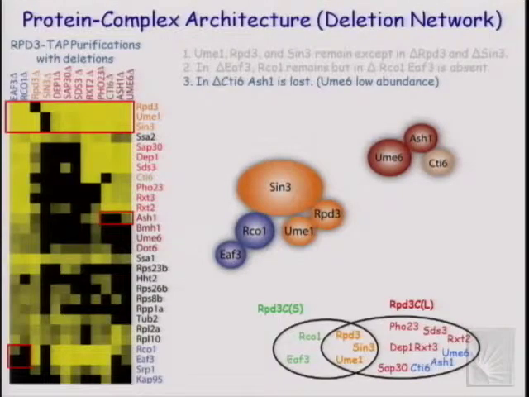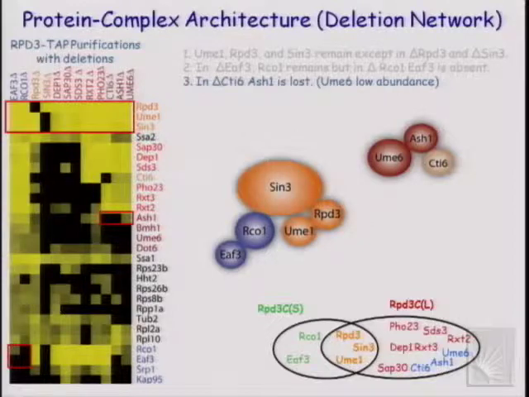When we go to the large complex, there are these sequence-specific repressors that are present at substoichiometric, lower abundance amounts. So here's the case of ASH1 and UMA6 in the deletion, where when we delete CTI6, we're losing CTI6, ASH1, and UMA6.